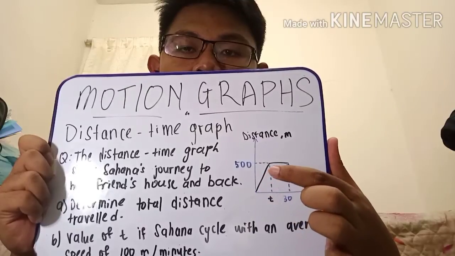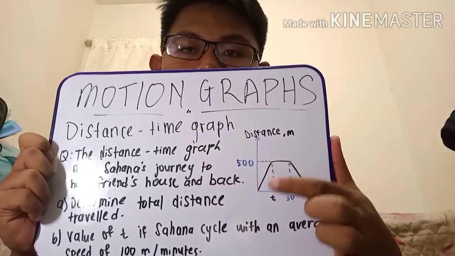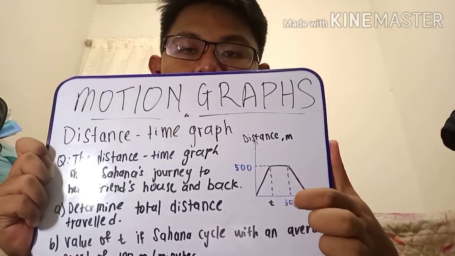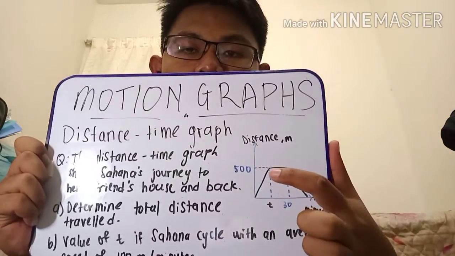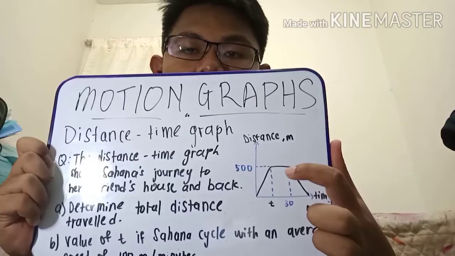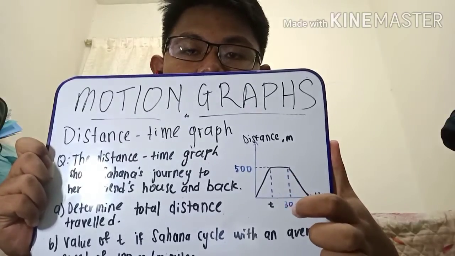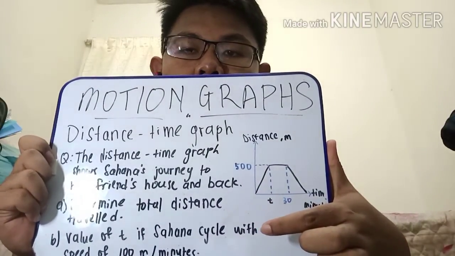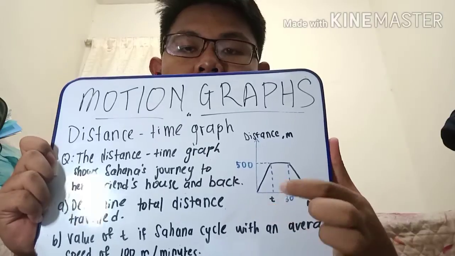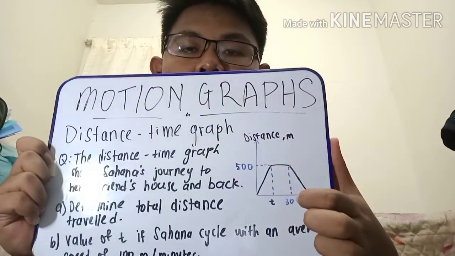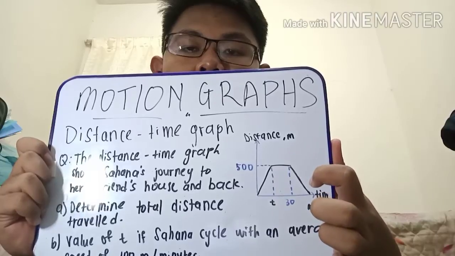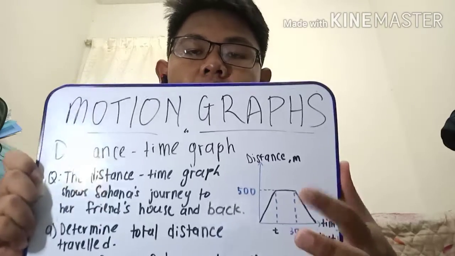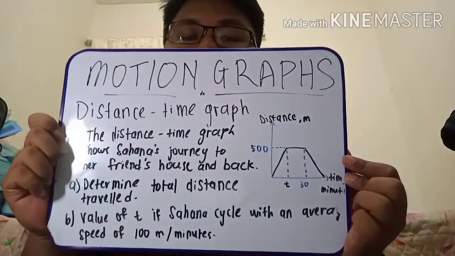So she traveled 500 meters from time 0 until time t, and then from time t to time 30 minutes, she stopped at a friend's house for around, we don't know, we need to find out the value of t. We will try to solve it later. And then she goes back to her house. Let's try to solve these questions.